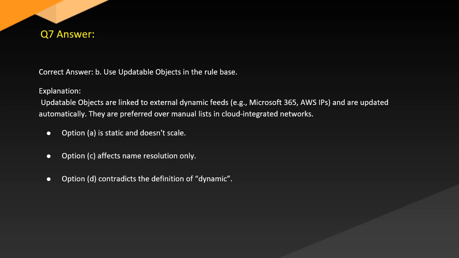Answer. Correct answer B. Use updatable objects in the rule base. Explanation. Updatable objects are linked to external dynamic feeds, e.g. Microsoft 365 or Zscaler, and are updated automatically. They are preferred over manual lists in cloud-integrated networks.